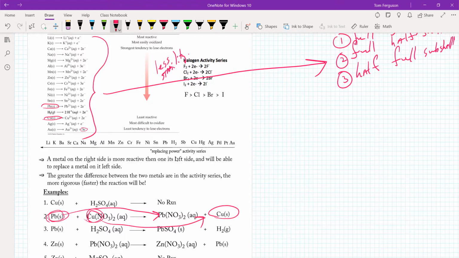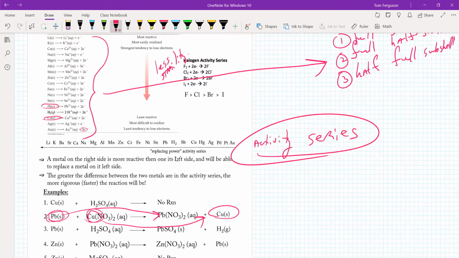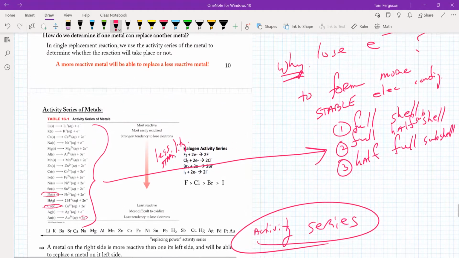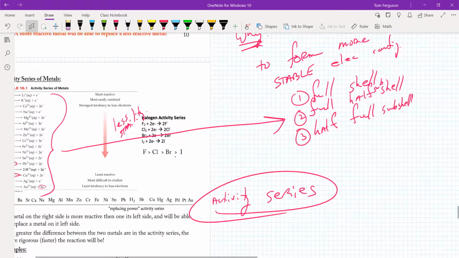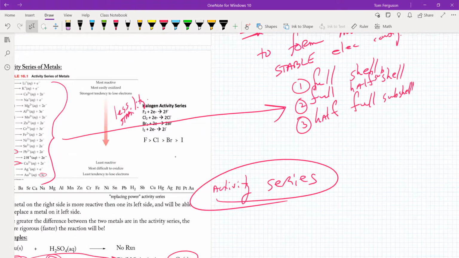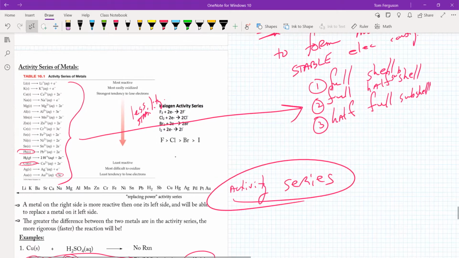This is called an activity series, and sometimes you're asked to memorize it, but the bottom line is, why does the activity series exist? It is because of this here. We're forming more stable electronic configurations. It's important to understand why this exists.